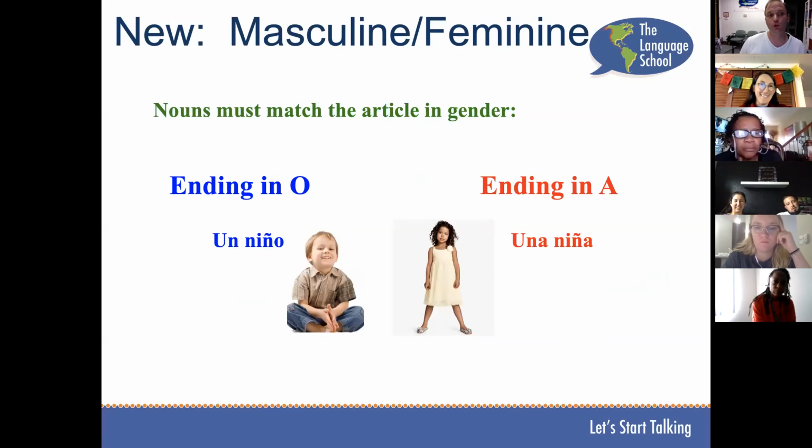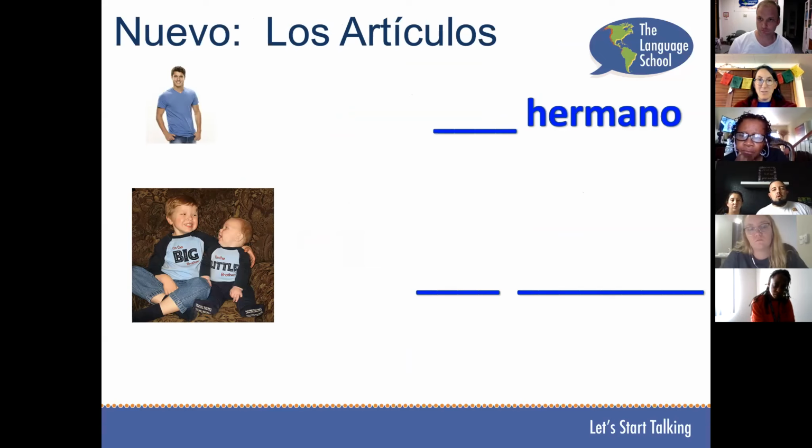The plural form would be unos or unas, again depending on if it's masculine or feminine. So a boy is un niño. Some boys would be unos niños. A girl is una niña, and some girls would be unas niñas. Vamos a practicar. Let's go with Orlando first on this one. Would you say un hermano or una hermano? Un hermano. And how can you make that plural?